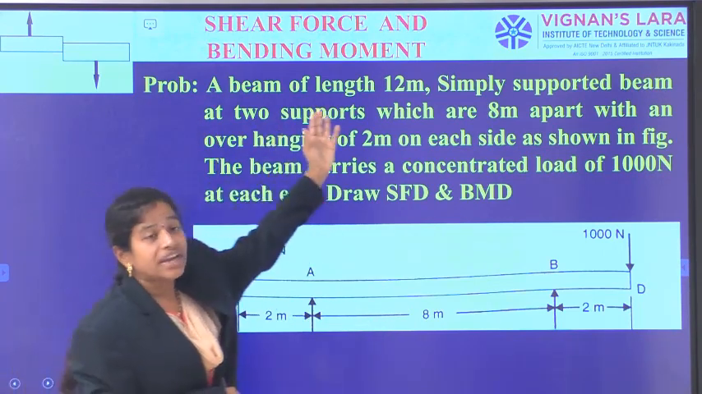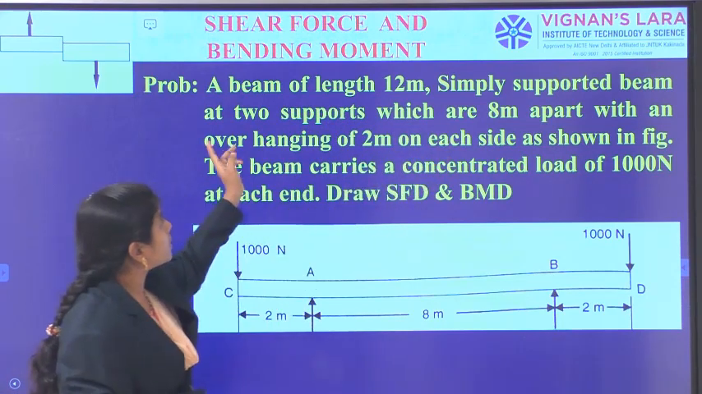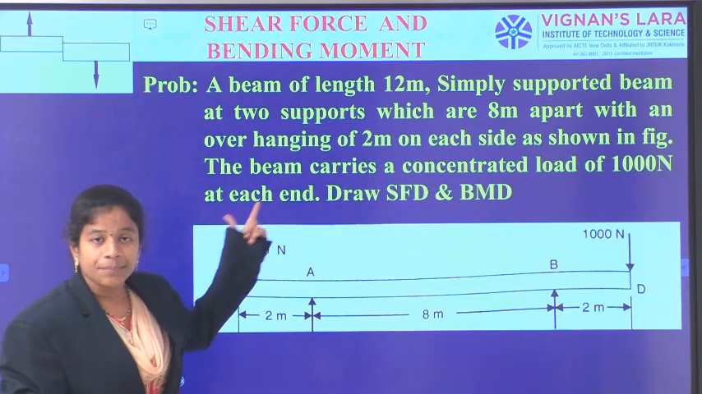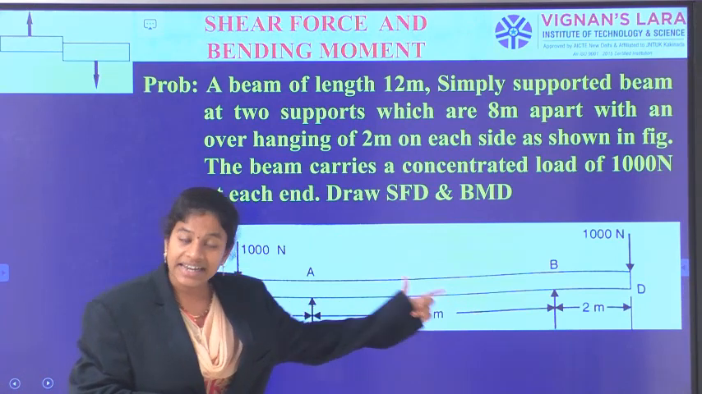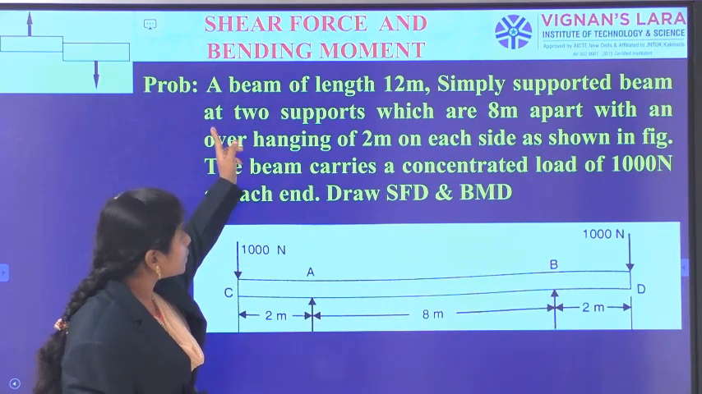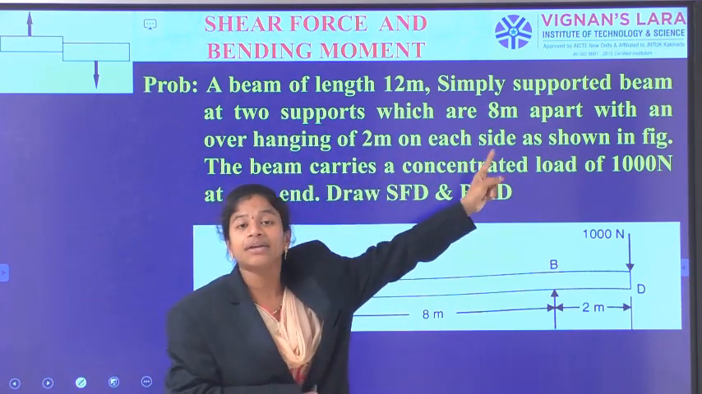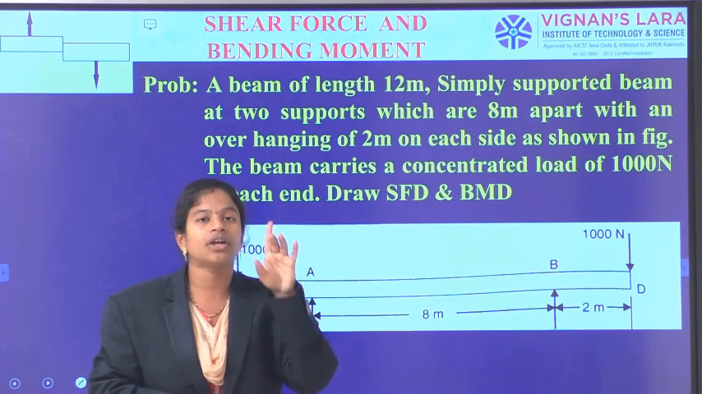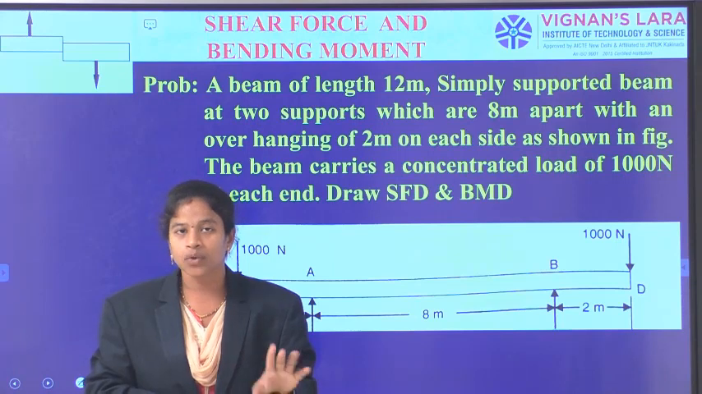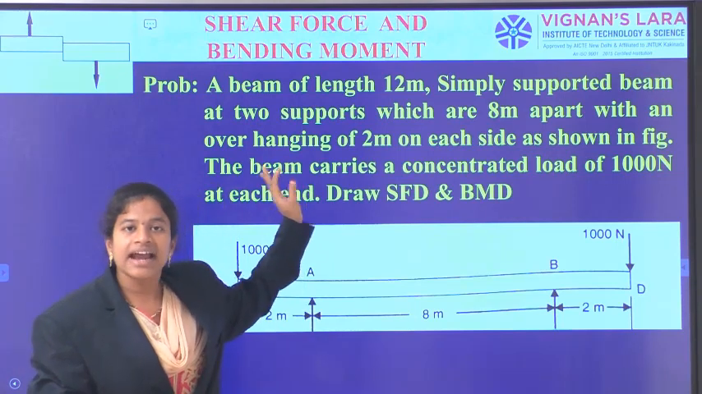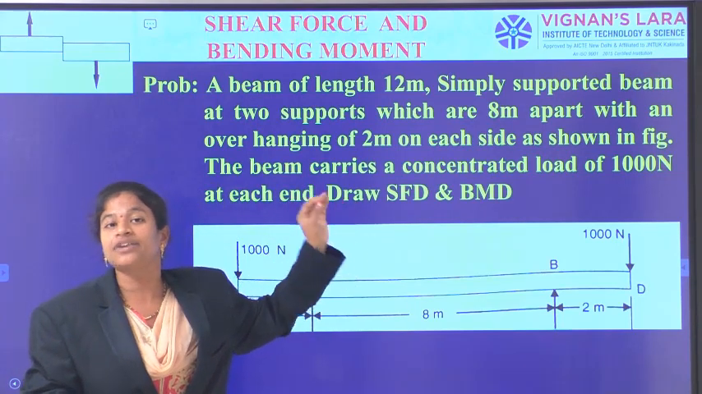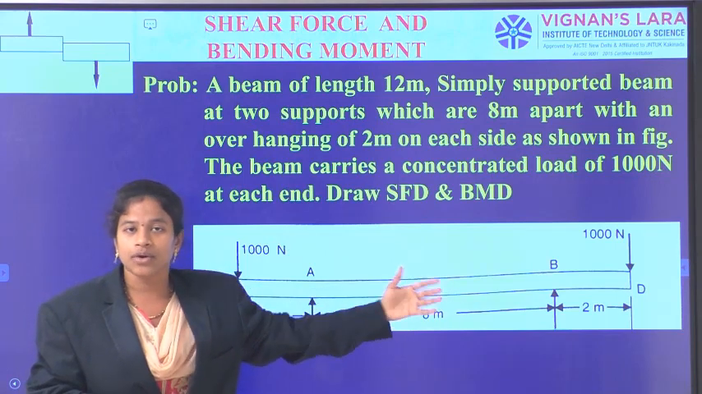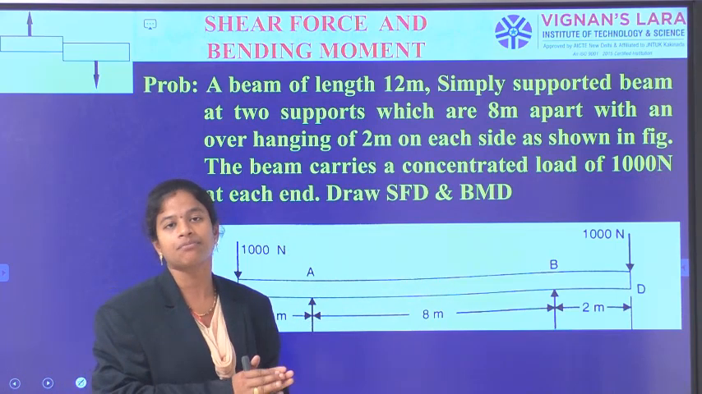A beam of length 12 meters, simply supported beam. Okay. So a beam of 12 meters, simply supported, with supports 8 meters apart. They will not give the loading figure. You have to generate the loading figure. Okay. So understanding the problem, you have to generate what the loading figure may be. Okay, the loading figure generation itself will carry marks.